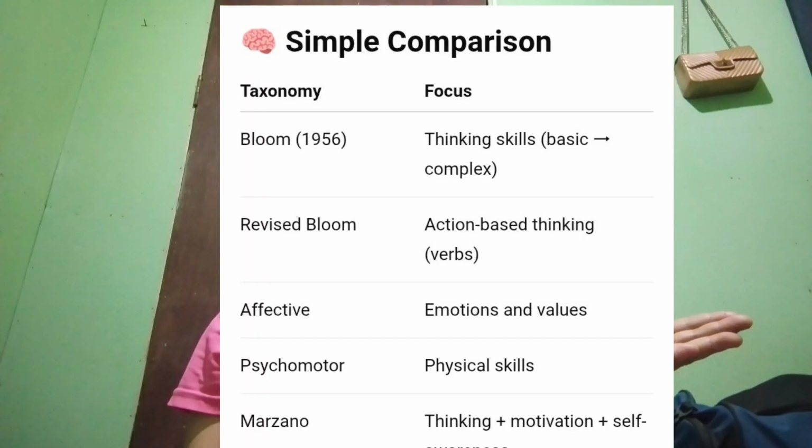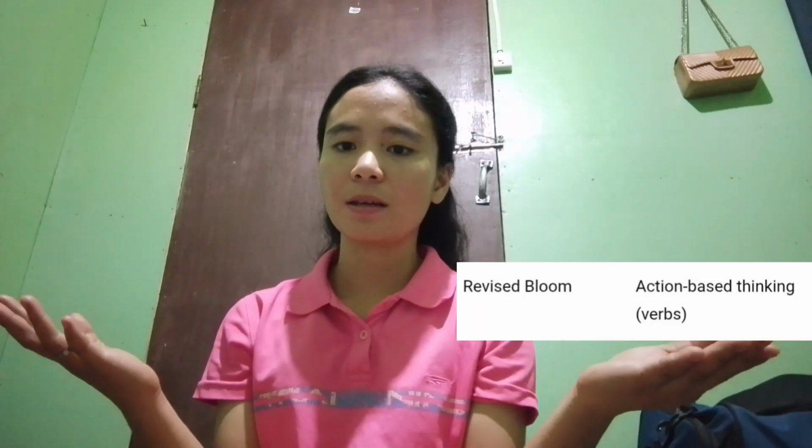Here's the simple comparison of the five taxonomies. So the original Bloom's taxonomy in 1956 focuses on thinking skills from basic to complex. The revised Bloom's taxonomy focuses on action-based thinking, which is verbs. The original one is nouns and the revised one is verbs. And the third is affective domain, which focuses on emotions and values. The fourth one is psychomotor domain, which focuses on physical skills.